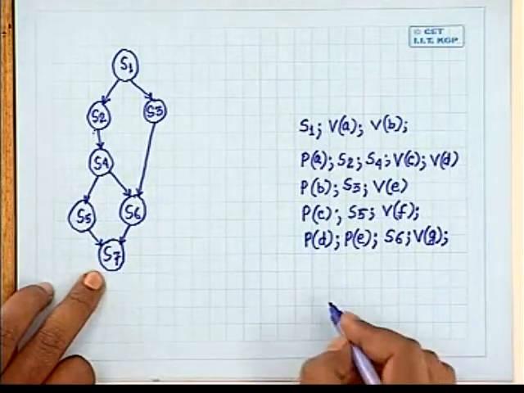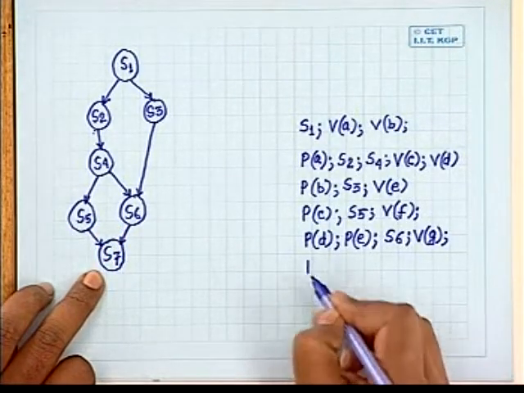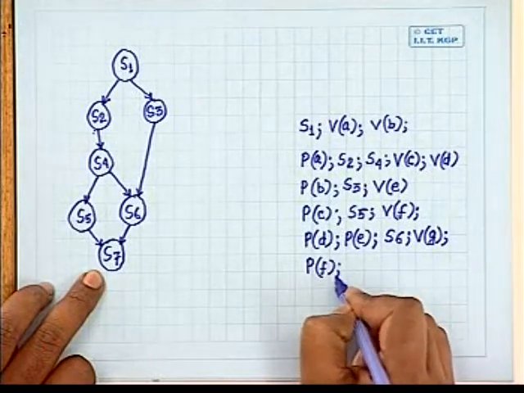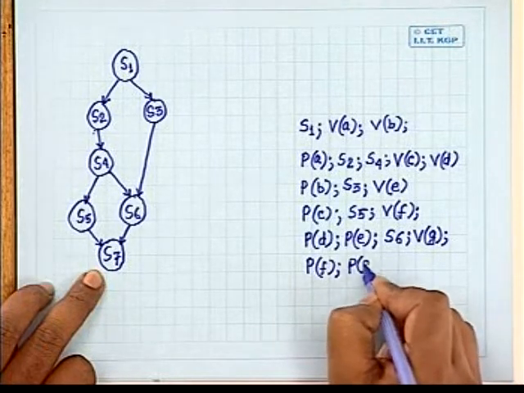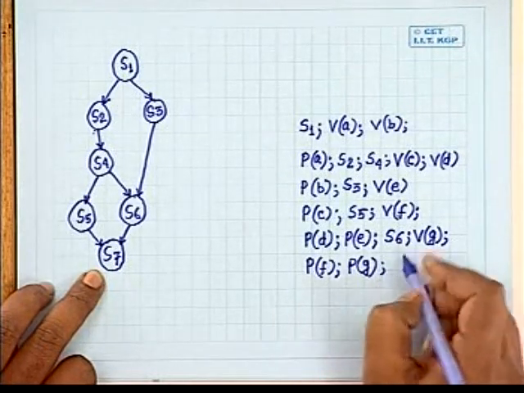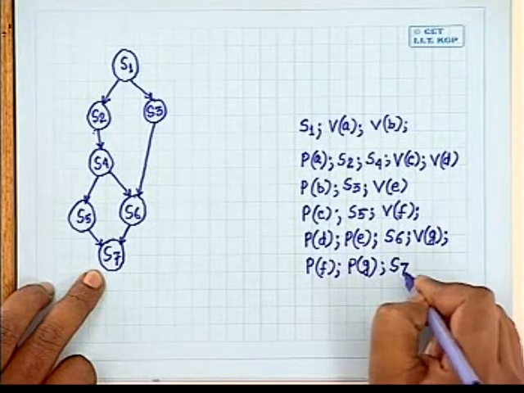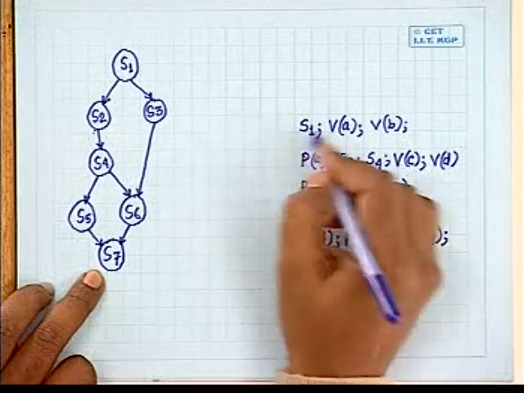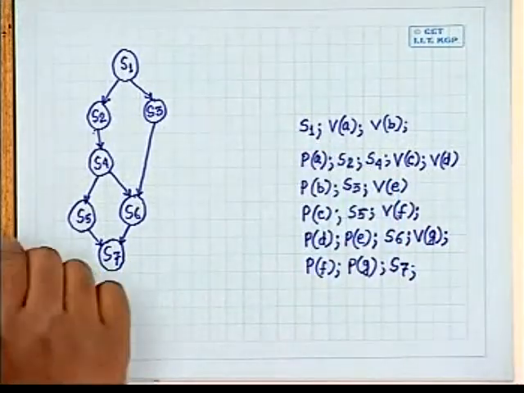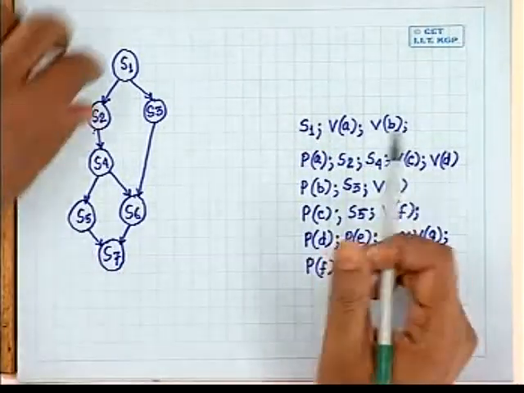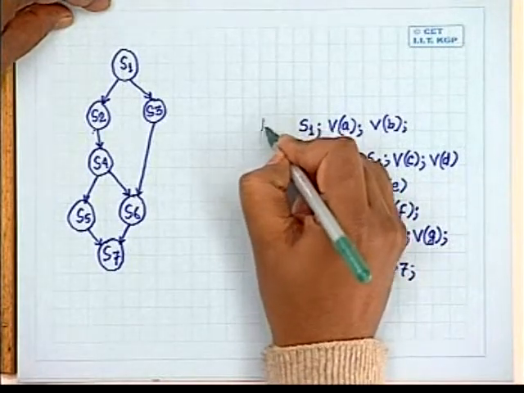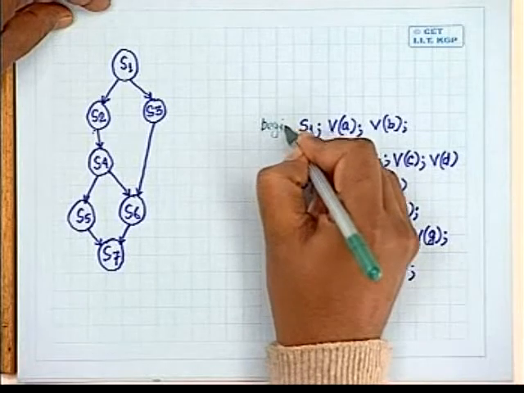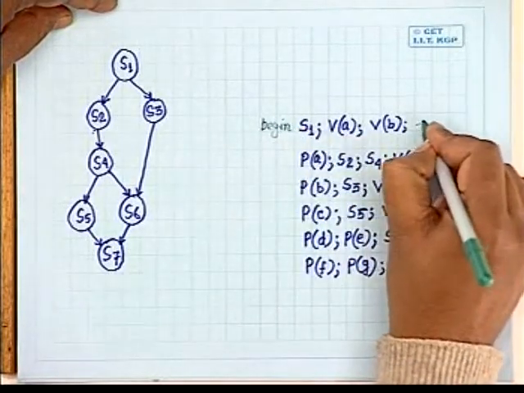So before execution of S7, the process has to execute PF and PG. Then only you can execute S7. I'll put all these under begin and end construct. So this will be begin, end.